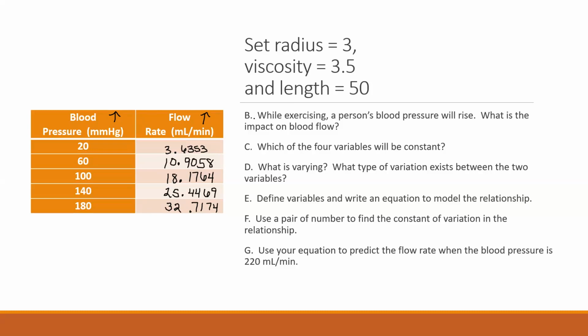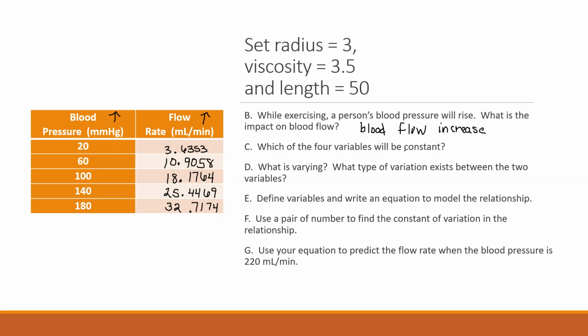So the first letter here, letter B: while exercising, a person's blood pressure will rise. What is the impact on blood flow? Well, from observing the trend in my data, that means that blood flow will increase, which is exactly what your body wants. That's why it's increasing your blood pressure, because it wants that additional blood flow so that your heart is getting oxygen as you're exercising.